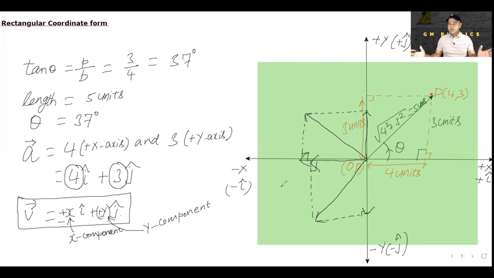So whatever be the quadrant, whatever be the direction of the vector, if we know the components of the vector, we can easily find its magnitude and the direction, right?